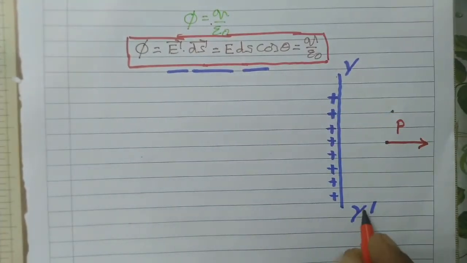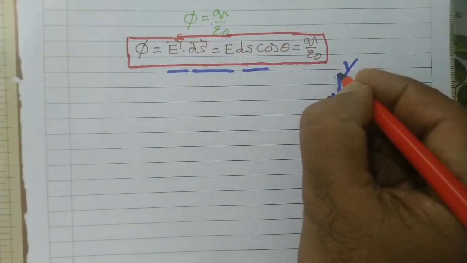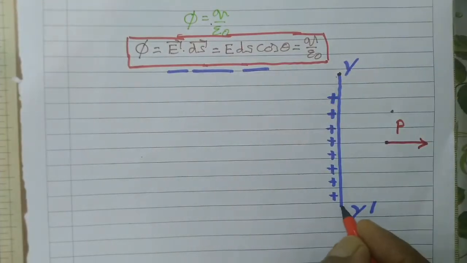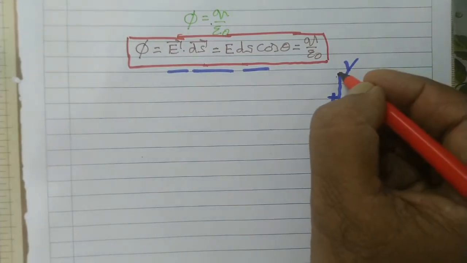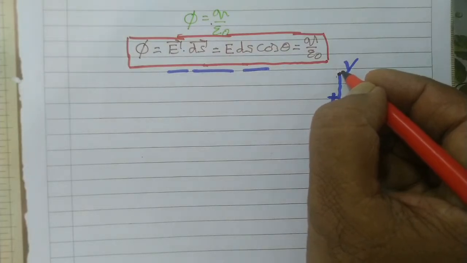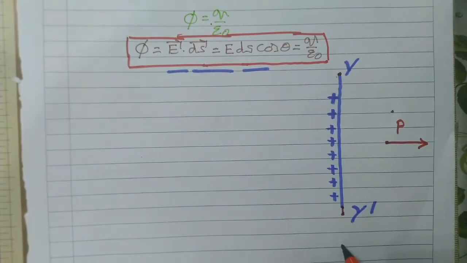You have to remember one thing: there will be no electric field through the small cross-sectional area surfaces, because they have a negligible area. That means in this direction, there is no electric field at all.